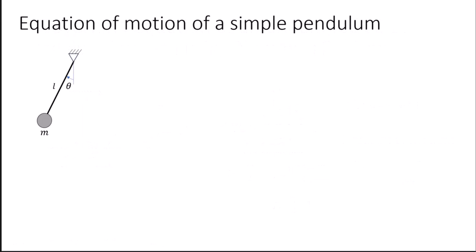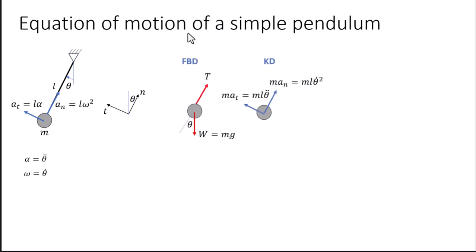Now let's do the equation of motion of a simple pendulum of length L and mass m. It will have an angular displacement theta. If we use the normal and tangent components, we know that the tangent acceleration is the length times the angular acceleration, and the normal acceleration is the length times the angular velocity squared. Remember that we can express our time derivative in terms of theta dot for the velocity and theta double dot for the acceleration. If we do our free body diagram, we will have the tension of the cord and the weight. And here, the kinetic diagram, we have the mass times the tangent acceleration and the mass times the normal acceleration.